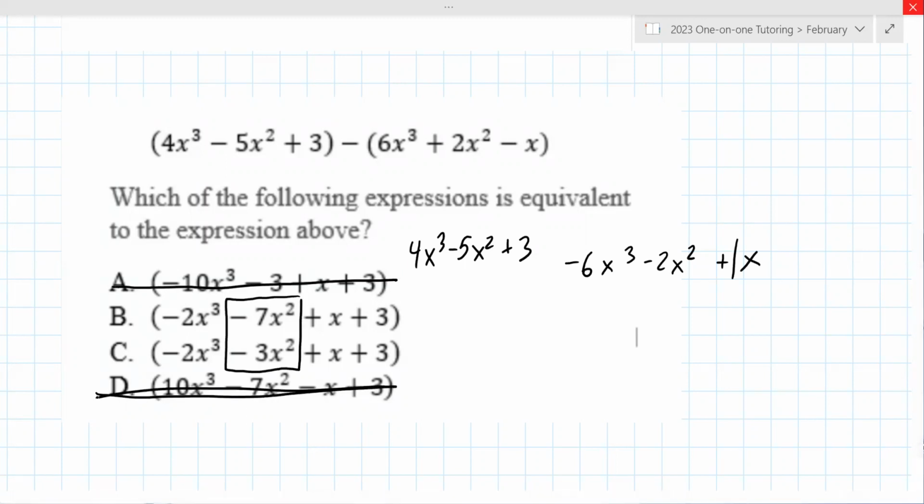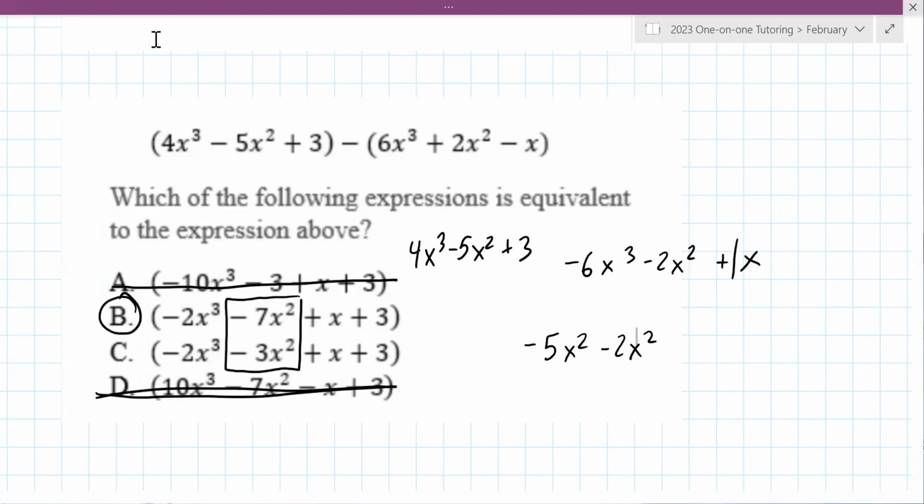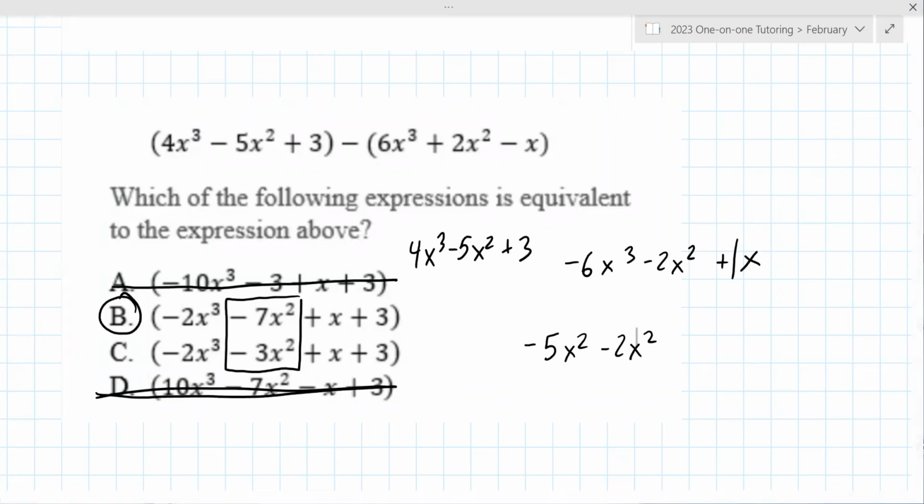So let's see. Would it be B? It is B. Okay. All right, really good. So we're going to stop right there.